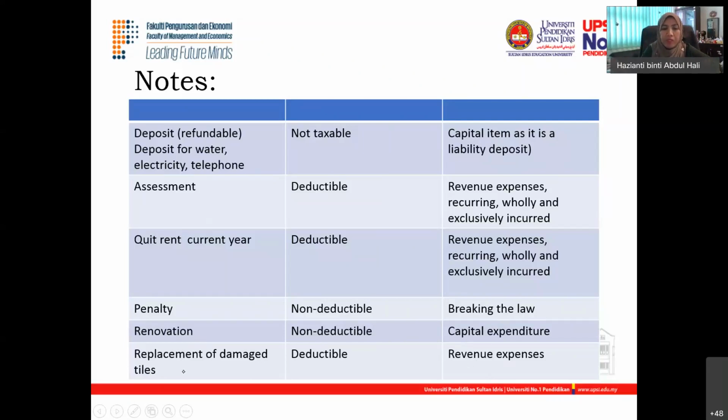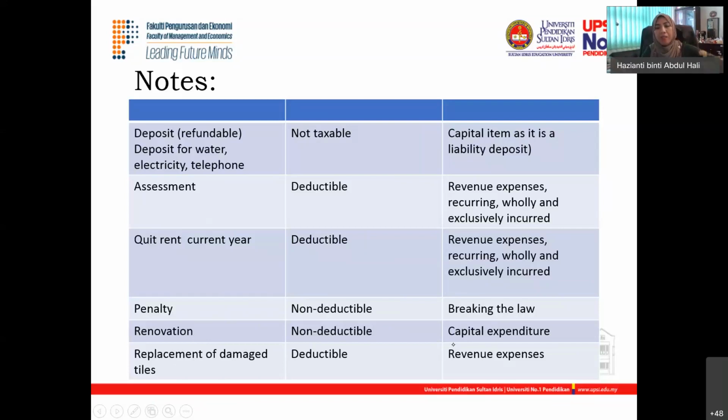All right. Replacement of damaged roof, bumbung, you have to change. If you don't change the roof, you cannot stay in the house. But if the renovation of kitchen, for example, if you don't renovate, you still can use the kitchen. If you do not renovate or if you don't add extra room, you can still live in the house. Okay, that is the difference between capital and revenue expenditure.